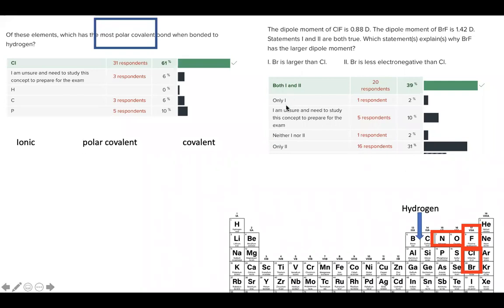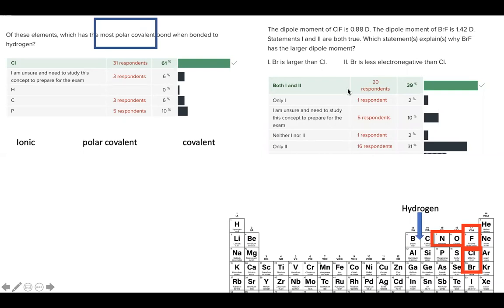This next one is talking about a diatomic molecule and its dipole moment. What factors influence the dipole moment? The way this one's being asked, it's which of these contributes to a larger dipole moment, and it says both of these are true. Well, first of all, let's see if we can make sense of how both of these are true.